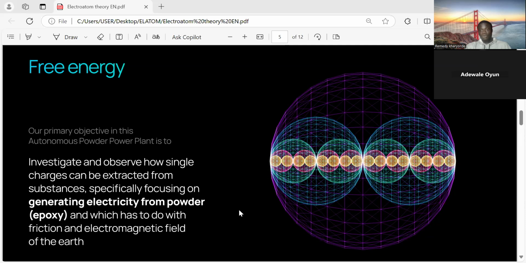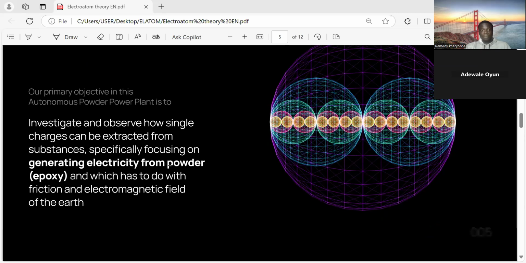Because we are creating a generator plant which is going to be in a closed loop, it's just going to run mainly on powder. And you know, powder is just like the single charges that was highlighted above, that it has neither negative nor positive, but due to the electromagnetic field of the earth, you'll be able to restore the charges back and you'll be able to use it over and over.